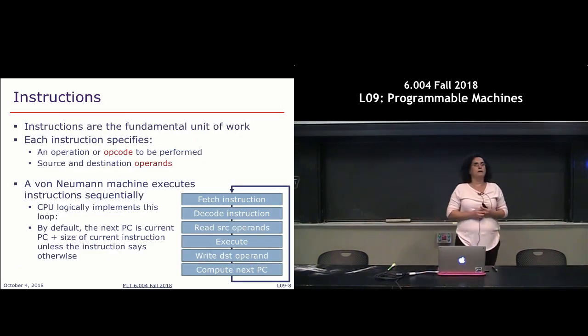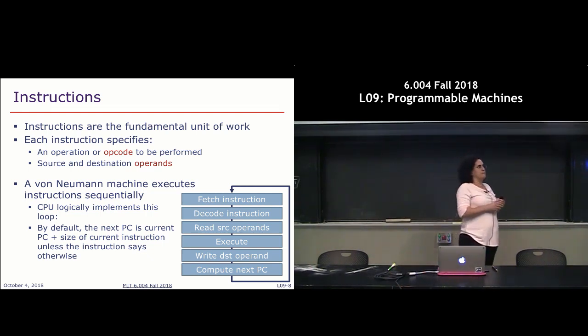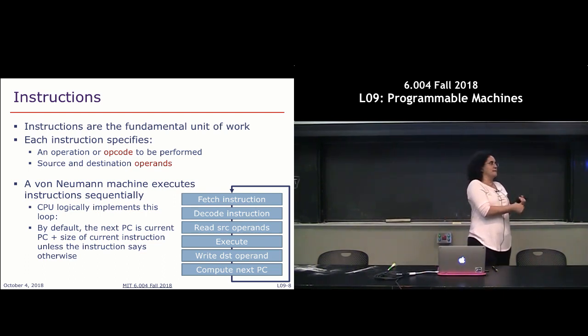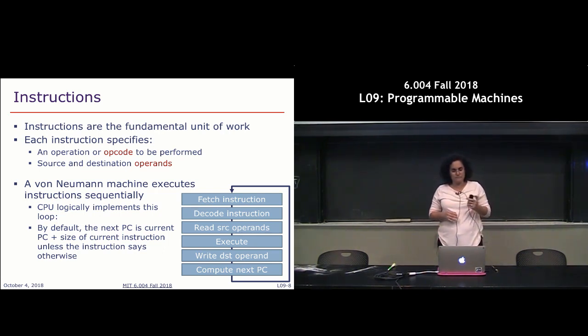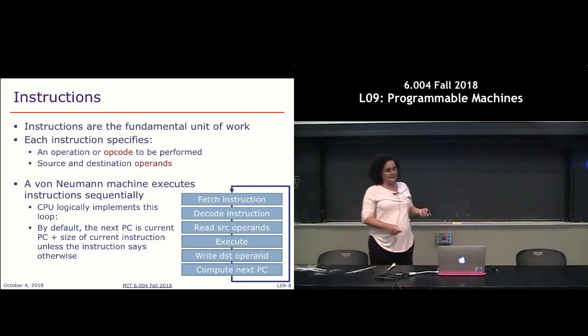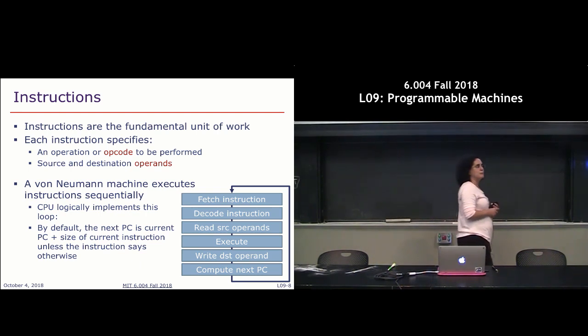All right, so what's an instruction, and what kind of instructions do we want to support? An instruction is a basic unit of work, okay? So in order to specify an instruction, we need to specify what operation we want this instruction to execute, and we need to specify both source and destination operands for this instruction. So the way that a von Neumann machine executes an instruction is it repeatedly follows the sequence of steps shown here. Okay, so this is what your CPU is going to do for every single one of your instructions.